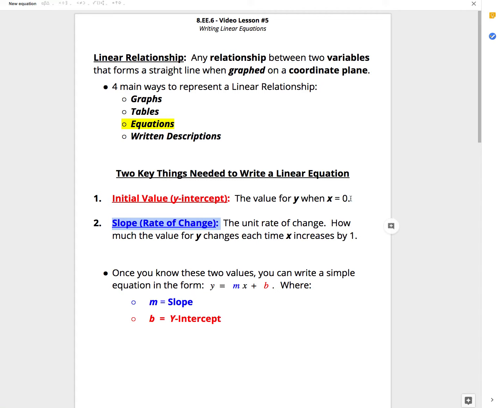You should recall that the y-intercept is the value for y when x equals 0. That's also going to be the point on the y-axis where the line crosses it or intersects with it. The slope is your unit rate of change, and it's going to tell us how much the value for y will change by each time x gets increased by 1. Once we know these two values for our linear relationship, we can write an equation that always takes the same form, y equals mx plus b, and we're going to look at that more in our example today.